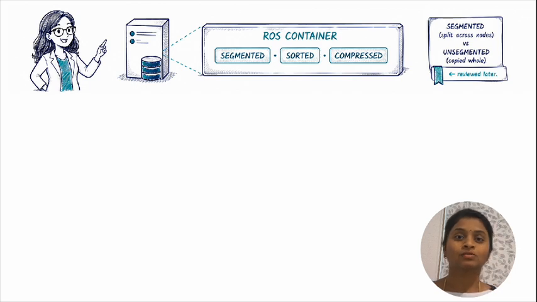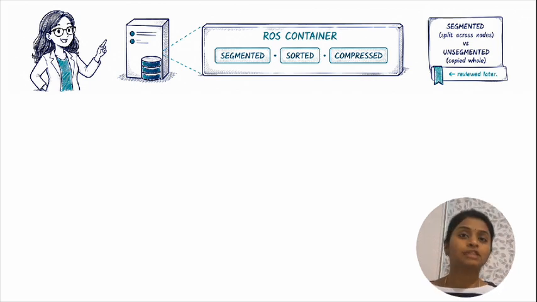Let's decode it. What does ROS stand for? Read Optimized Store. When data lands on a node, Vertica writes it into a ROS container, which is nothing but a set of files on the disk built in the exact format that queries love to read. And every container carries three defining traits. What are those? Segmented, sorted, and compressed.